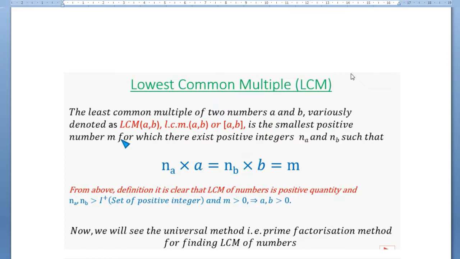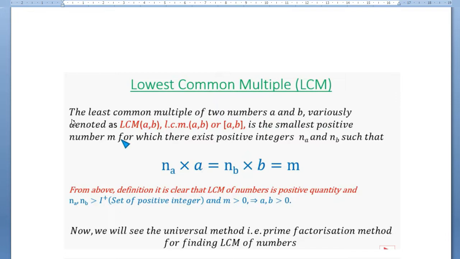Actually, we try to investigate whether the lowest common multiple is possible for negative numbers or not. So this is our prime motto, to determine whether the LCM of negative numbers is possible or absolutely not. For that purpose, we go through the basic definition of lowest common multiple.